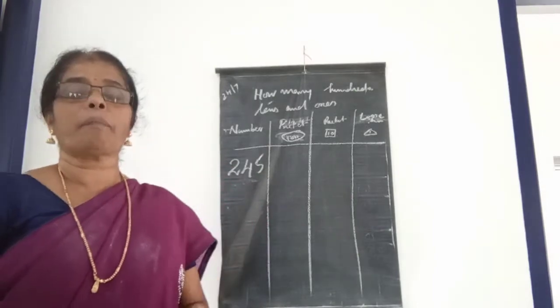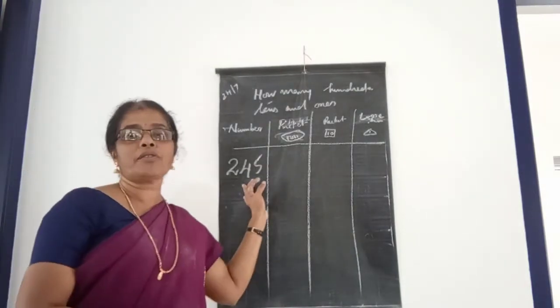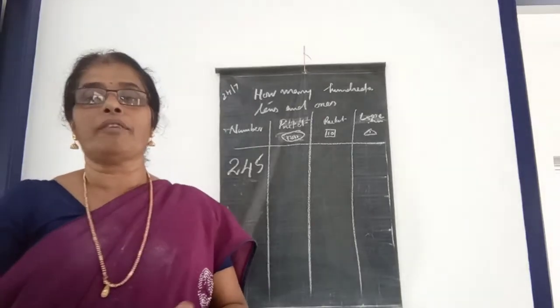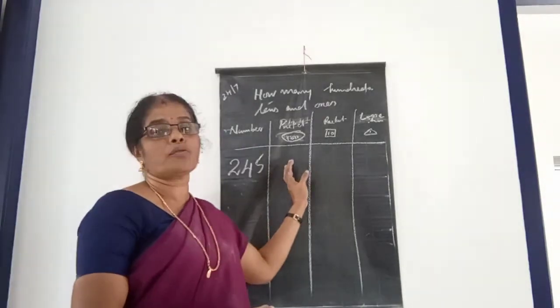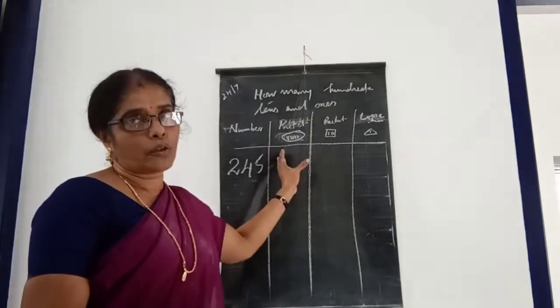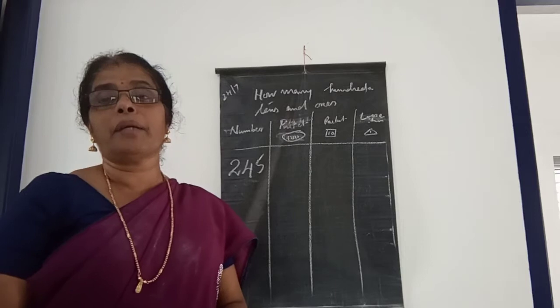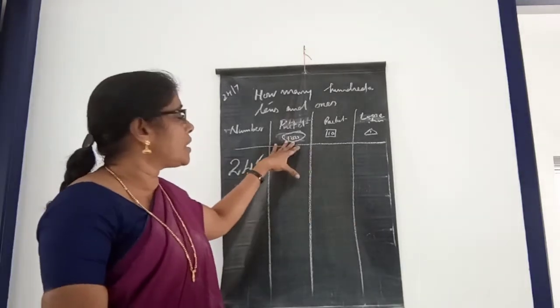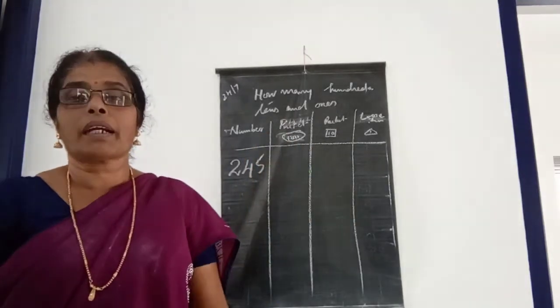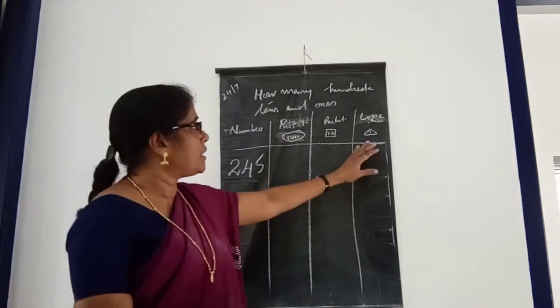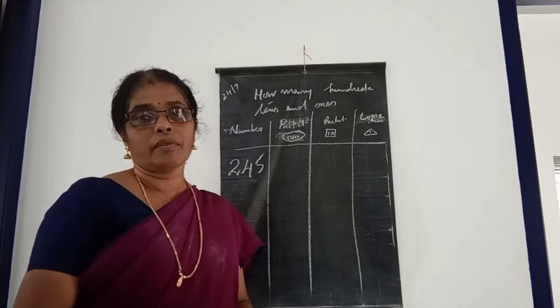If we are taking sweets, the number of sweets is 245. So those 245 sweets we can't draw here, so we can take them packet wise. Here this one is the packet of 100, and this one is the packet of 10, and this one is the loose items. Yes, look here.